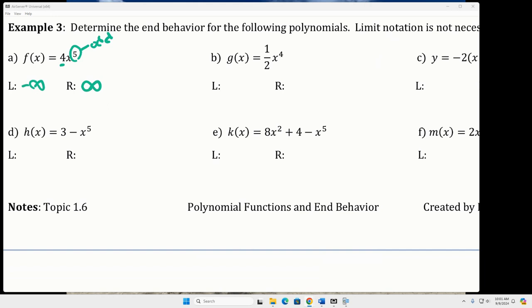Then when we look at B, there's only one term. So it's obvious that the leading coefficient is positive 1/2. So the right side is going to go to positive infinity. The degree is 4, which is even. I was about to spell even wrong. All right, so that means that the left side is going to be the same as the right. Okay, the rest of them, the leading coefficient isn't as obvious.